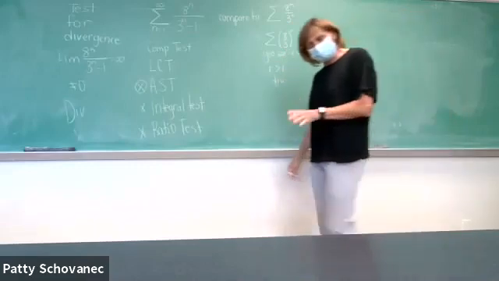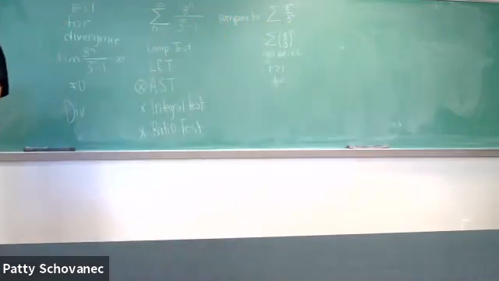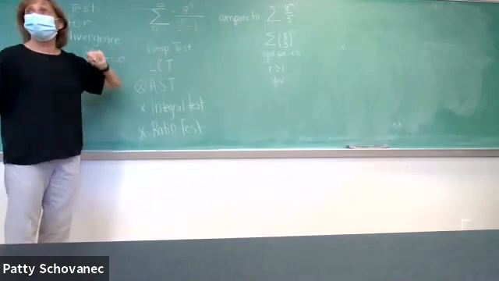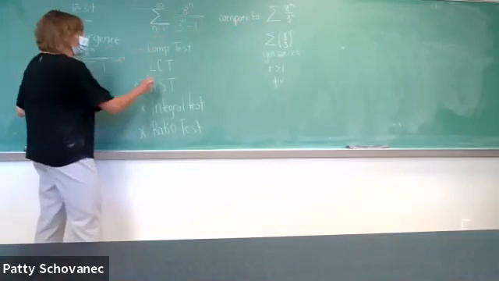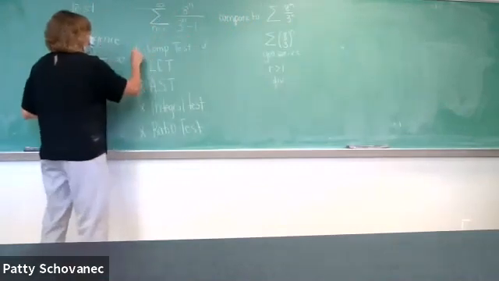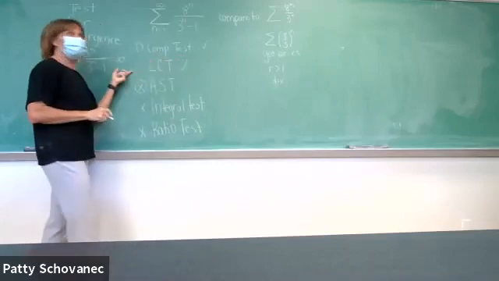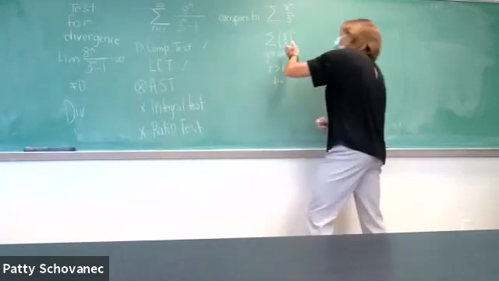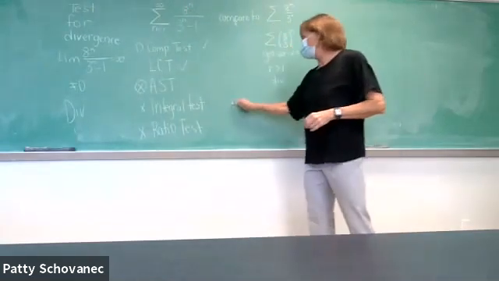Let's see, in the direct comparison test, our series has to be bigger than a divergent series. Is our series bigger than that one? Yes, because it has less on the bottom. So I can use the direct comparison test. I can also use the limit comparison test. The direct comparison test says, since our series is bigger than a divergent series, our series diverges.